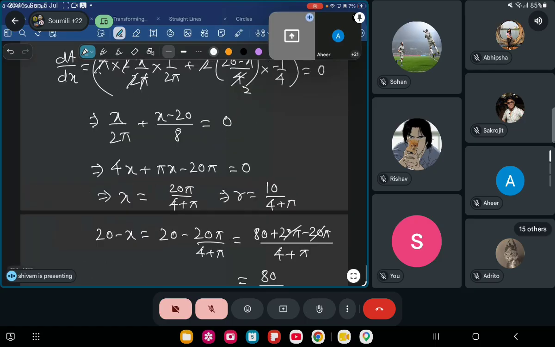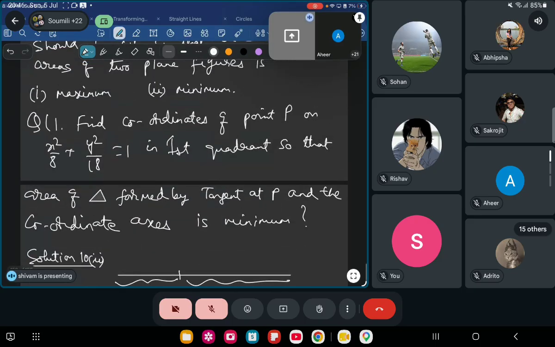Okay, so next one also let me solve. It has been late. Let me solve. Find the coordinates of the point P.